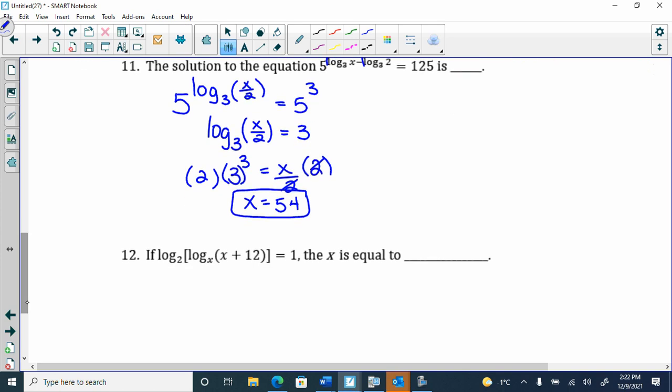When you have a log embedded in a log, you're going to have to convert to exponential that many times. So I have one log embedded in a log, correct? So I'm going to have to convert to exponential twice. We're going to do this one, and then I'm going to give you another one.